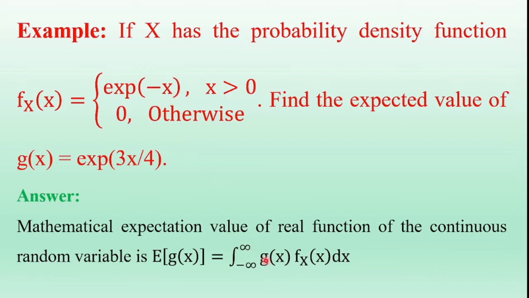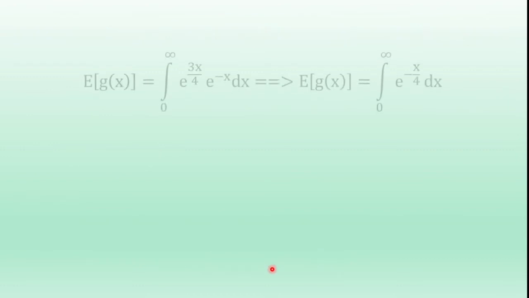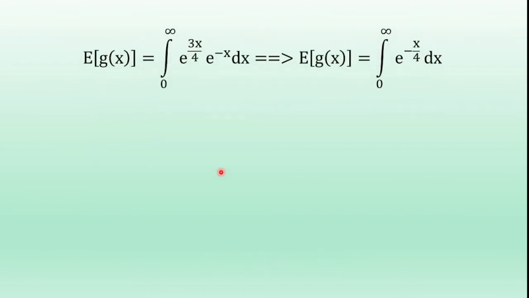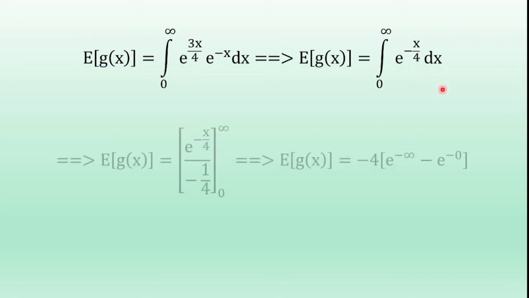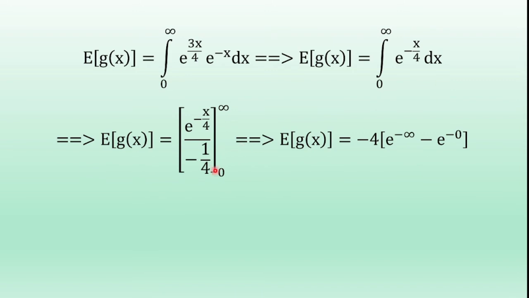Applying the given data into this equation, we get the expectation of g(X) equal to, when applying the given data, the range of x is 0 to infinity. g(x) is e^(3x/4). Density function is e^(-x). e^(3x/4) into e^(-x) is written as e^(3x/4 - x), and reducing the term, e^(-x/4). The integral of e^(-x/4) dx is e^(-x/4) divided by minus 1 by 4, over 0 to infinity.